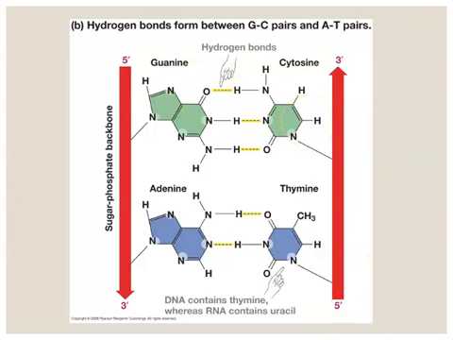The bonds that join the nucleotides in the sugar-phosphate backbone of DNA are covalent bonds, and those are called phosphodiester bonds. The bonds that hold the bases together between the strands, in other words, what creates the rungs in the ladder of the double-stranded DNA molecule, those are weak attractions. Those are hydrogen bonds. 3 hydrogen bonds can form between G and C. 2 hydrogen bonds can form between A and T.